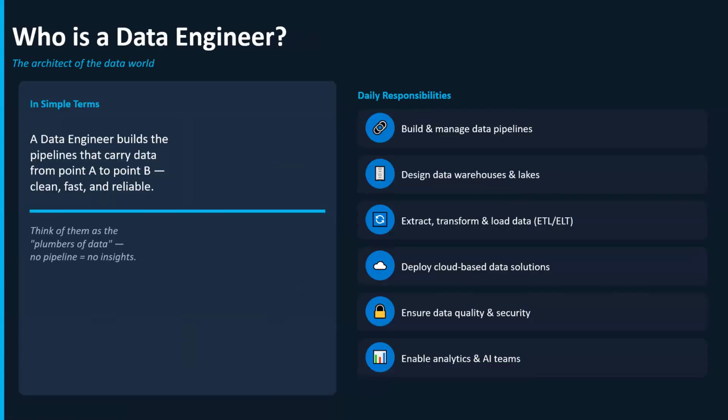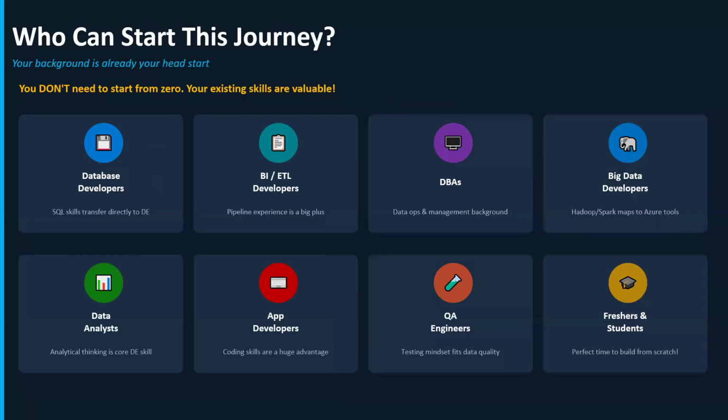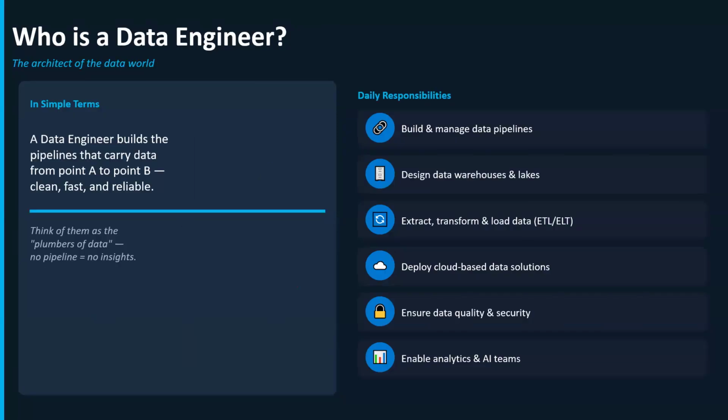So the data engineer helps to build and manage data pipelines. He designs the data warehouses, he extracts the data, and he ensures the data is qualified. He also ensures analytics people and AI people are getting the right data at the right time, right? So who can get into data engineering? I spoke about how data engineering helps, and how he also ensures the data is getting ingested from many sources.